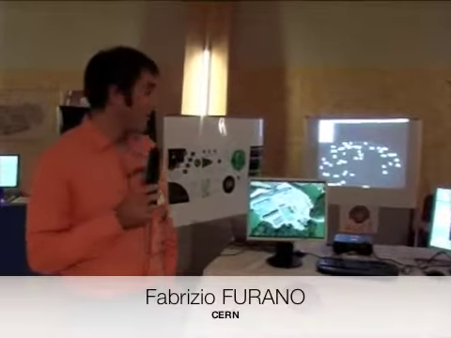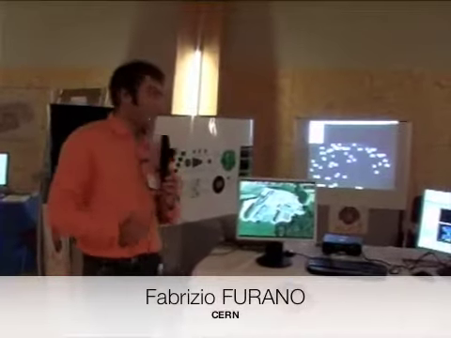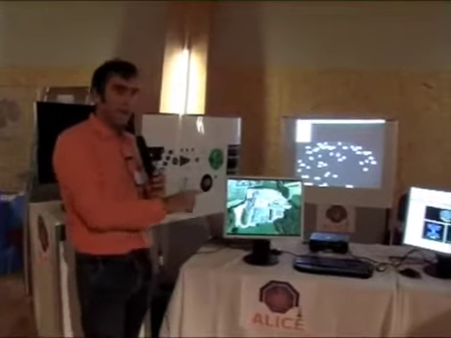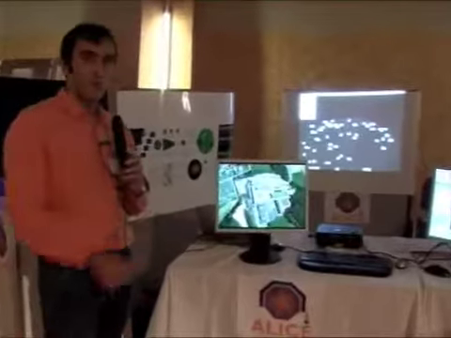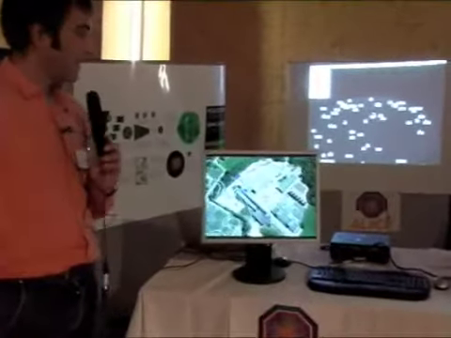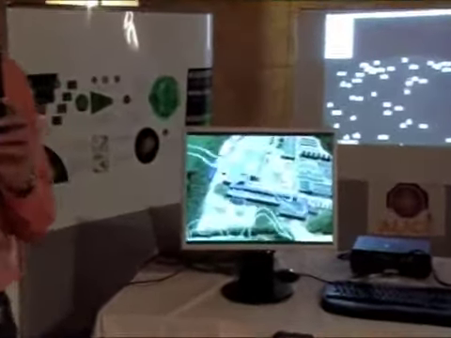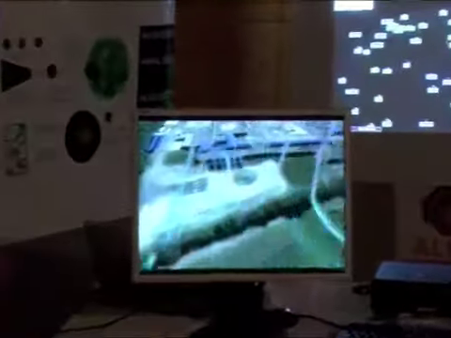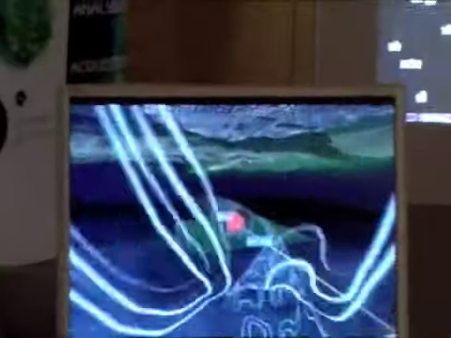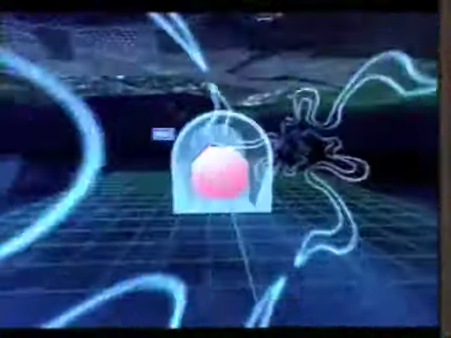My name is Fabrizio Furano and I work for CERN IT in the grid support group. You can see here in the Alice stand this small presentation that we made about where Alice is and what it does. This is the map scrolling, and we dig into the pit to see the detector and to have a look at what it does in this visualization.